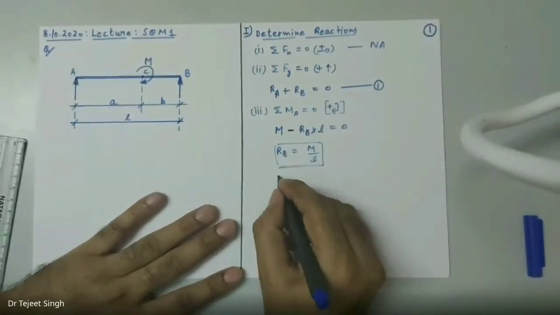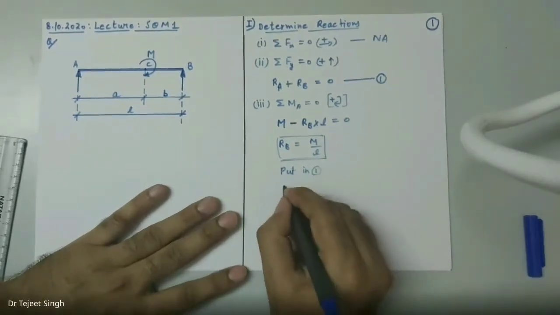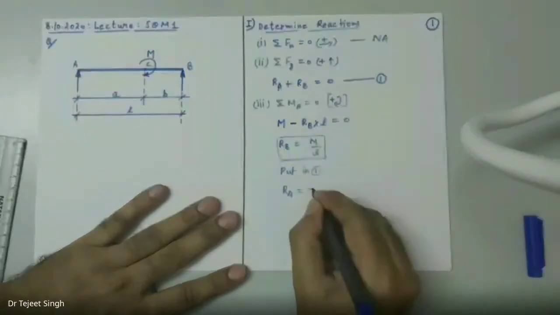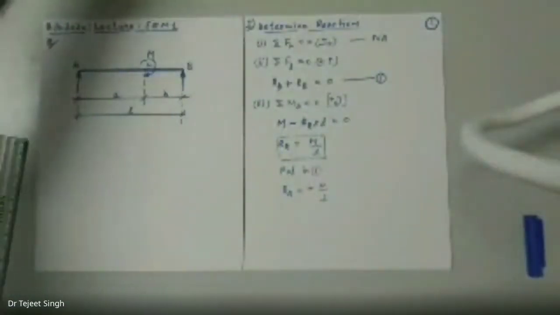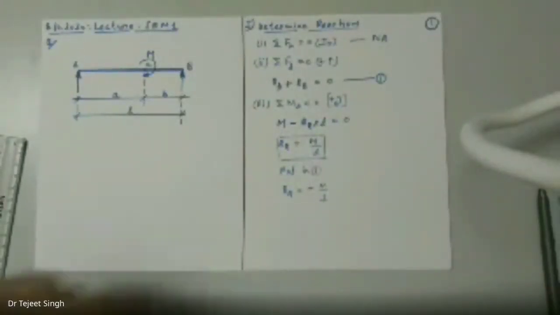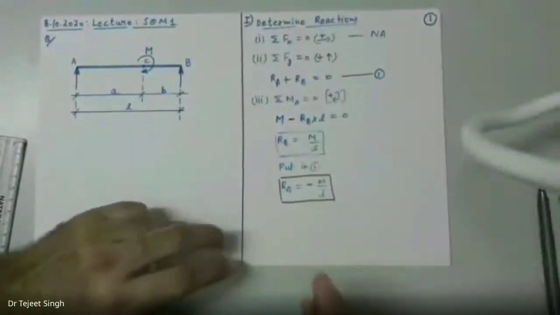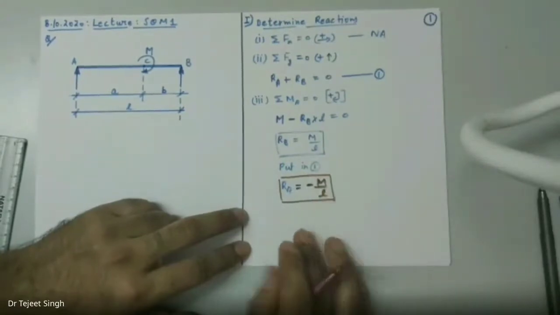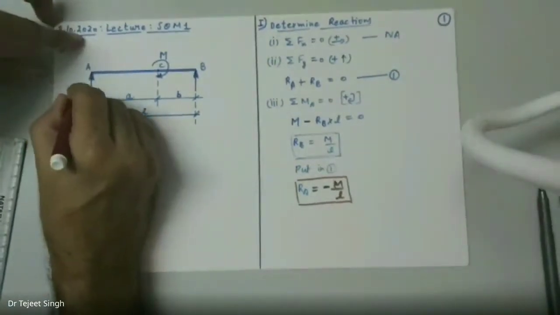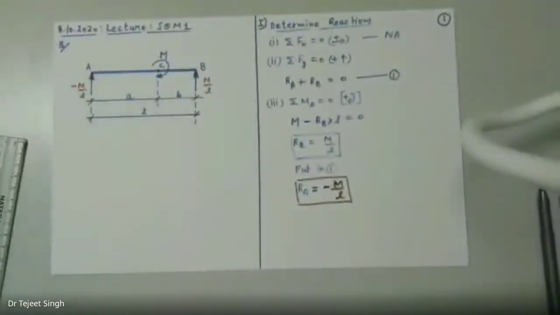Now if I put this value over here in 1, we get RA equal to minus M upon L. So RA will be equal to minus M by L. So I write this is minus M by L and this is M by L. Okay, so this is the first step, that you determine the reactions.